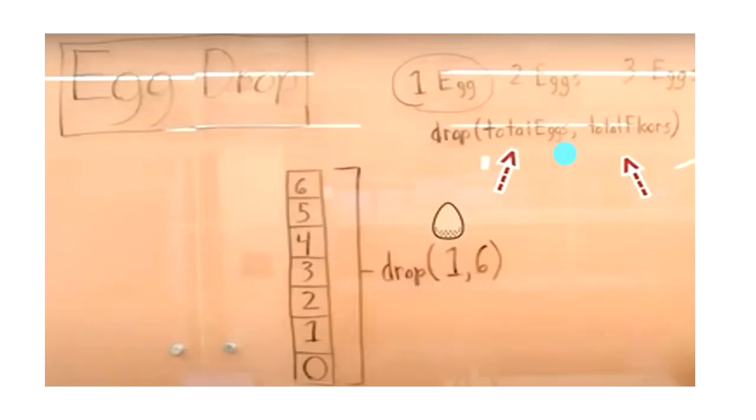So this is the function structure that we'll be making use of. It has two parameters: total eggs, which is the total number of eggs given to us in order to find the pivotal floor, and total floors, which is the number of floors in the building.